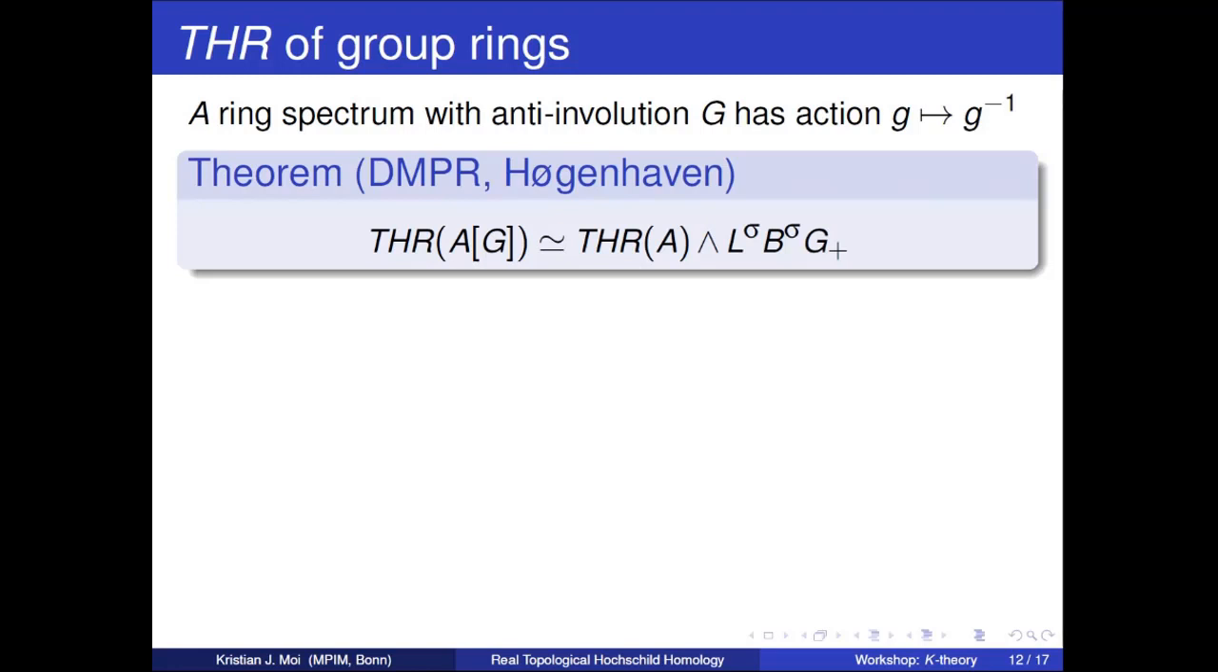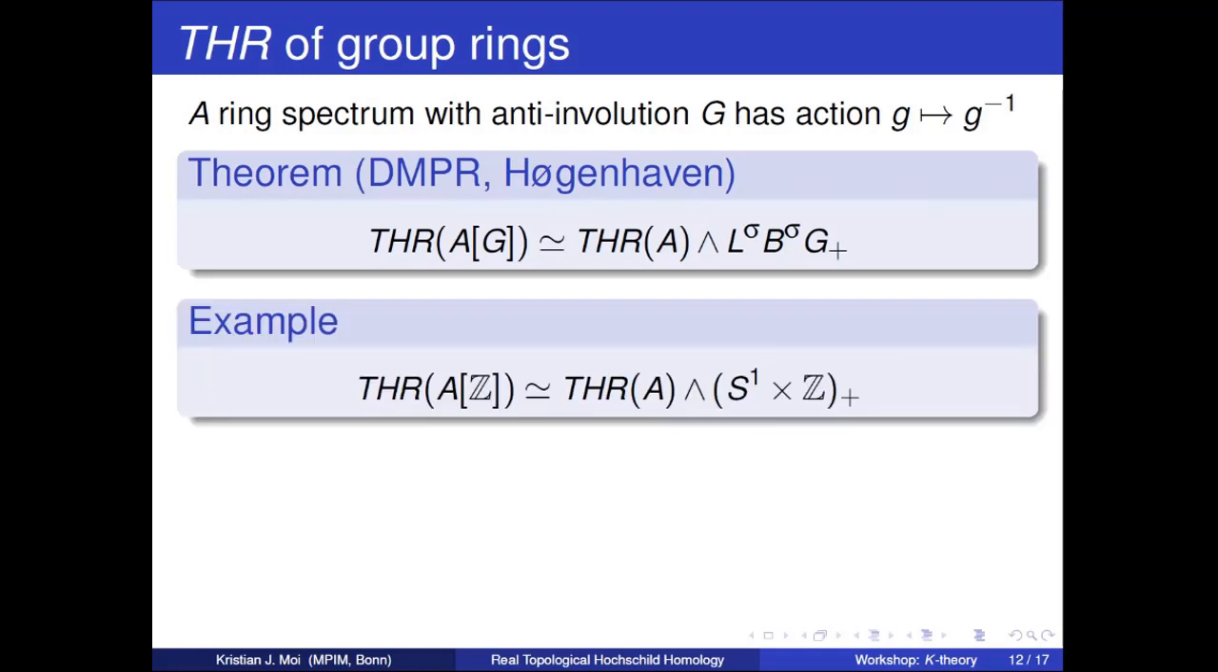Okay. And so Amelia Hirnhaven proved this for the sphere, when A is the sphere spectrum, and we generalize this to any ring spectrum with anti-involution. Okay, so here's an example.